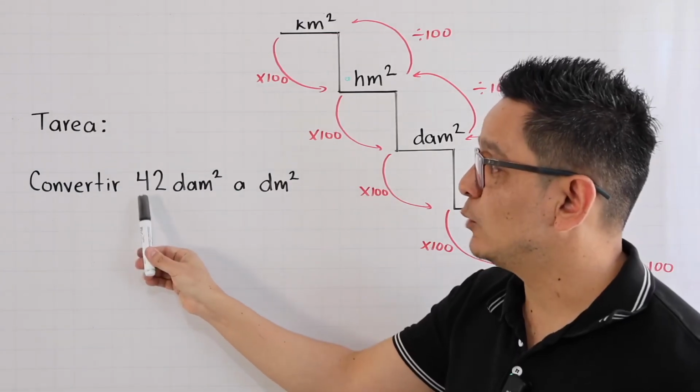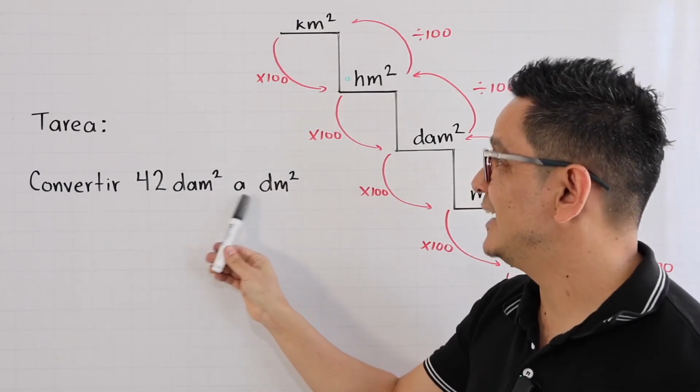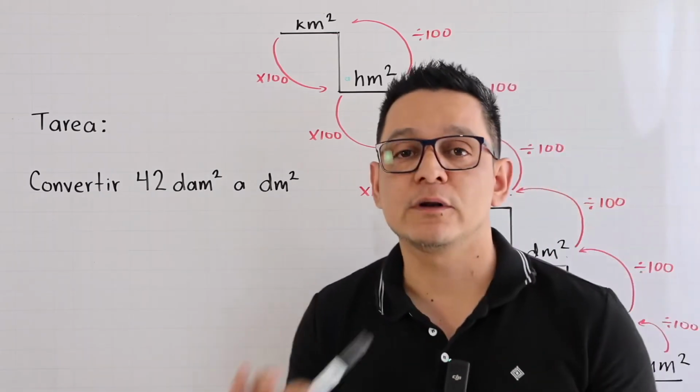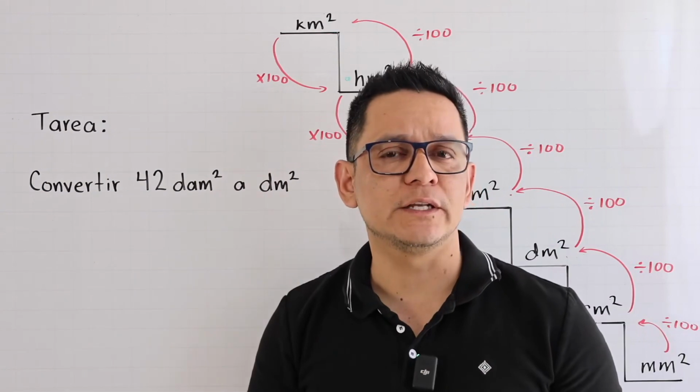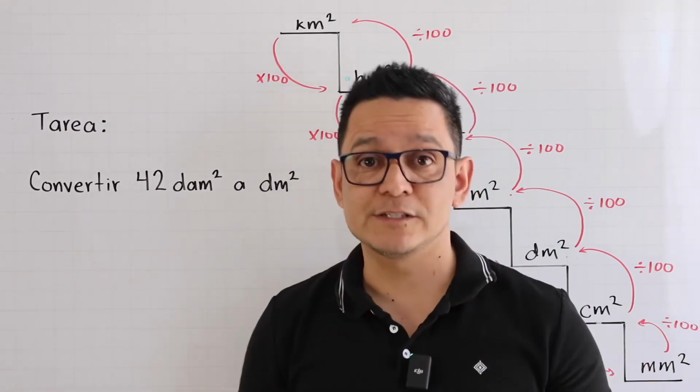Homework. Convert 42 square decameters to square decimeters. Please, take your time solving it, and when you have the answer, put it down here in the comments. I'll be giving a heart to the people who get it right.